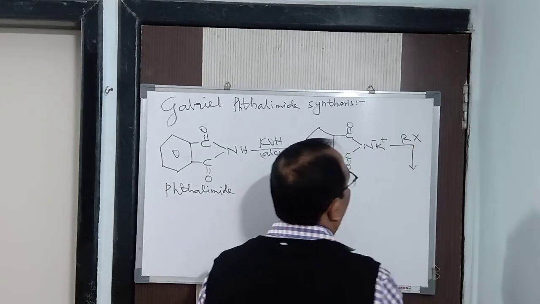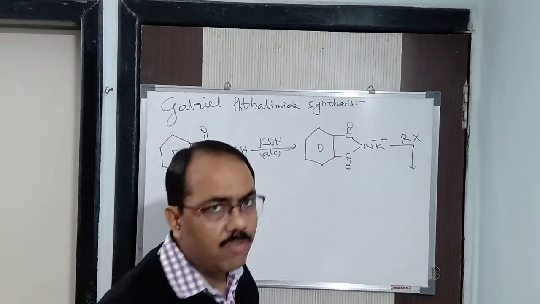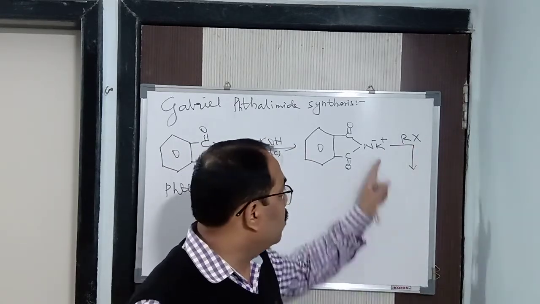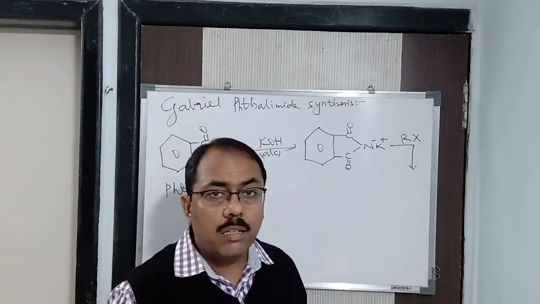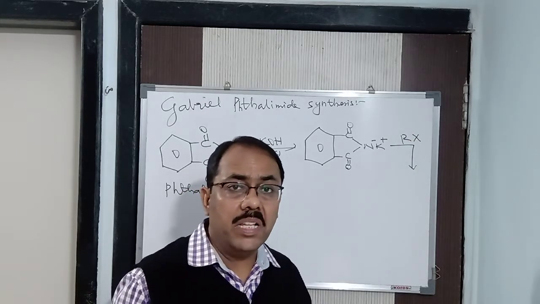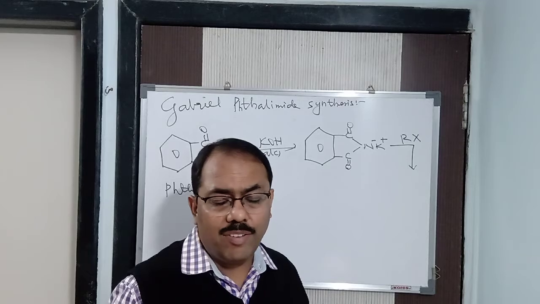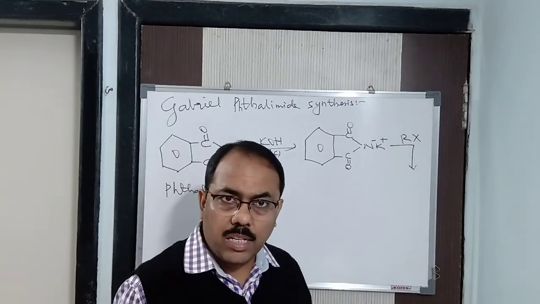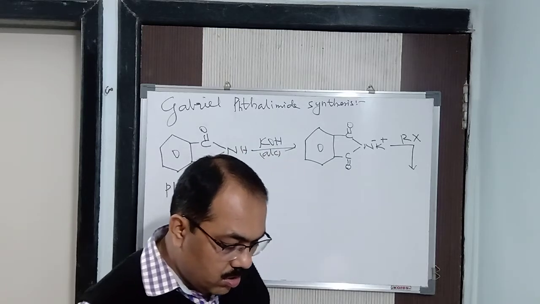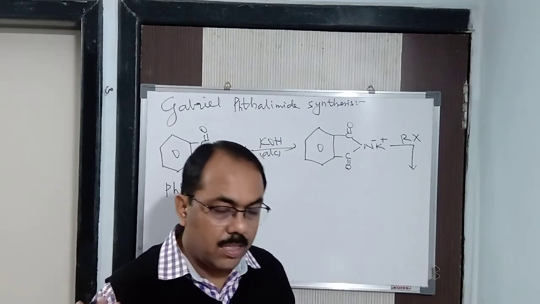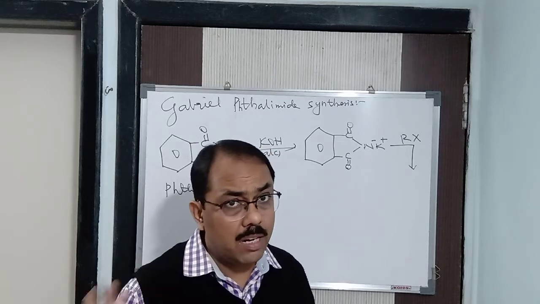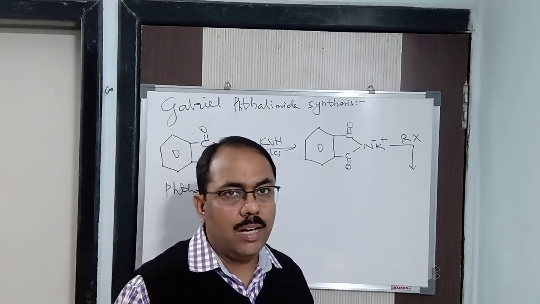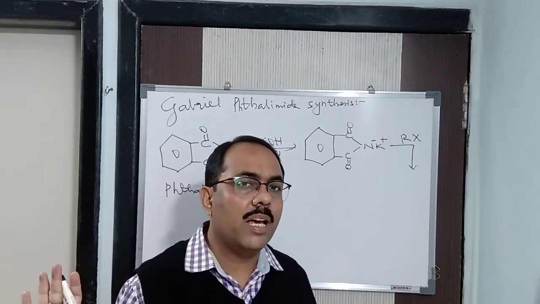Now I'll react with RX, any amines which I want. Suppose if I want methylamine, I'll be using methyl chloride. If I want ethylamine, I'll be using ethyl chloride. If I want aniline, I'll be using C6H5Cl. We can say that. Clear? So I can use any, but better is to take alkyl halides, because again I repeat, aryl halides do not undergo substitution reactions readily.